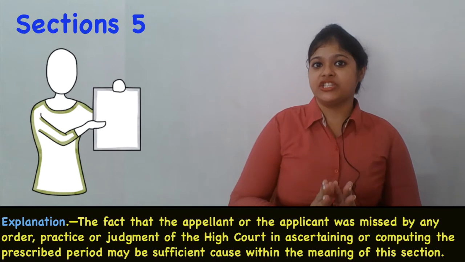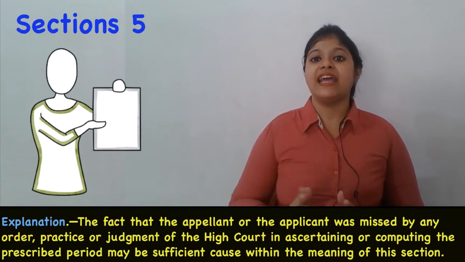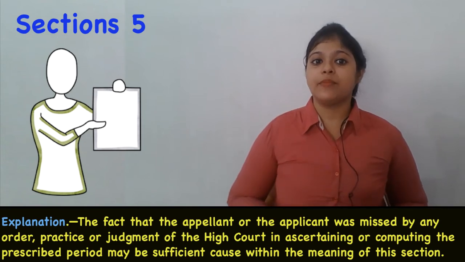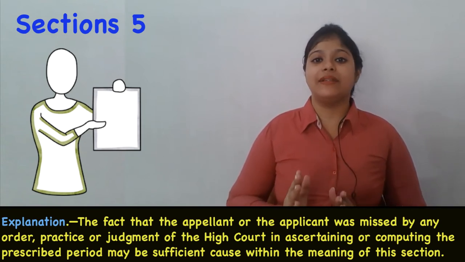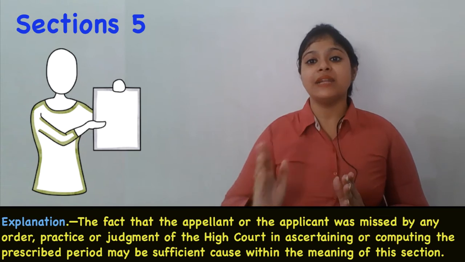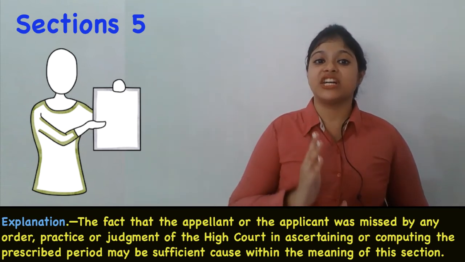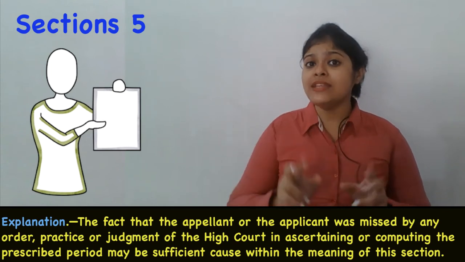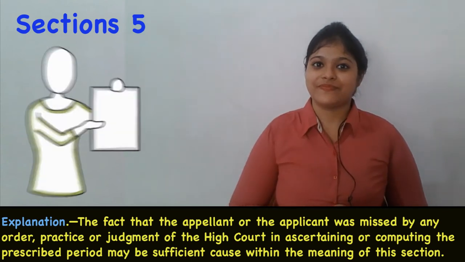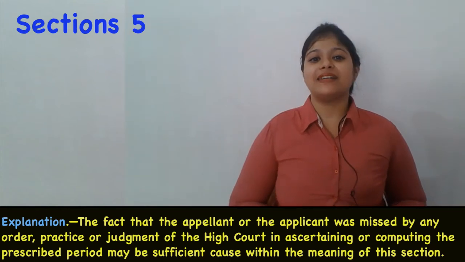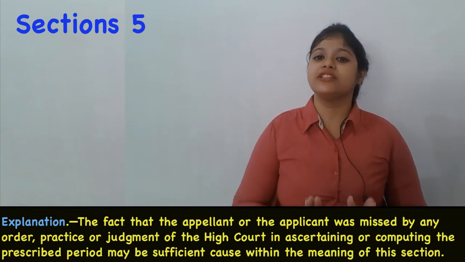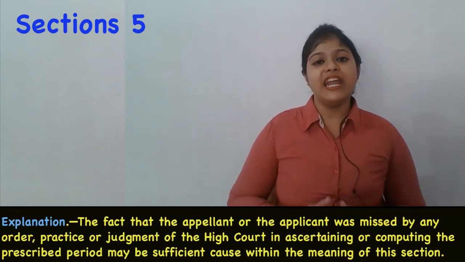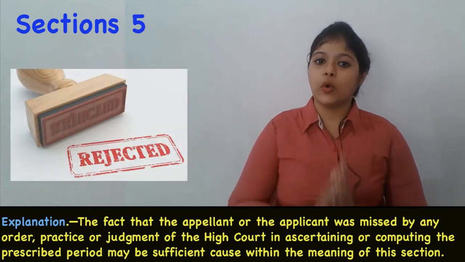The explanation to section 5 states that in ascertaining or computing the period so prescribed, when an applicant or an appellant has been misled by an order, practice or judgment of the High Court, it will also be a sufficient cause within the meaning of this section. However, if a party does not show any cogent ground for the delay of application, suit or appeal, it will be rejected by that court.